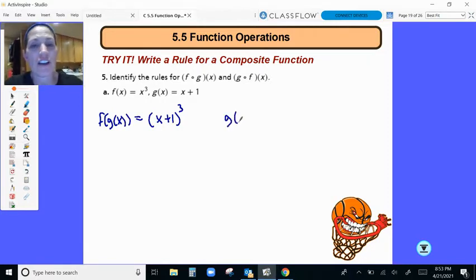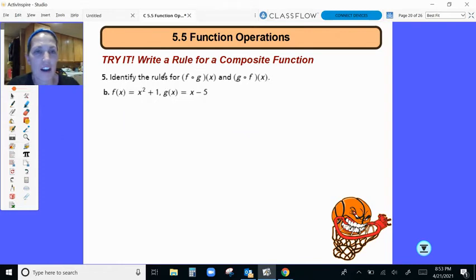And then if we have g of f of x, this time we're going to plug in the f of x into g of x, so that's going to be x cubed plus 1. Okay, and there you go. All right. Identify these rules. So we have f of g of x. So we're plugging in g over here.